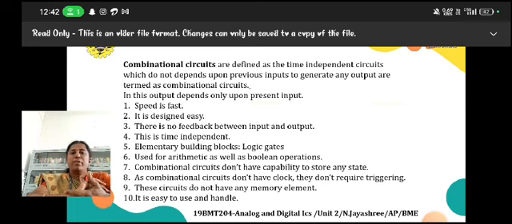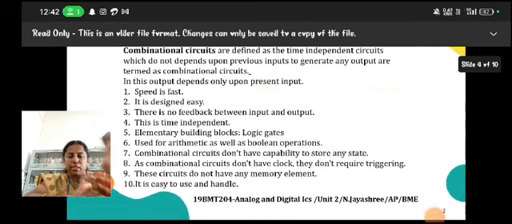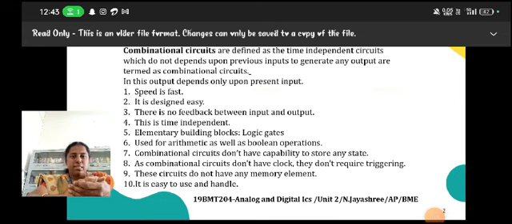So there is no clock signal, it performs easily and does not need any triggering. These circuits do not have any memory elements, since only AND gates and OR gates are used, and these gates do not have any memory elements. It is easy to use and handle. The speed is fast, it is easily designed, and there is no feedback between input and output. It is time independent and used for arithmetic as well as Boolean operations. It cannot store anything and has no clock, so no triggering is required.